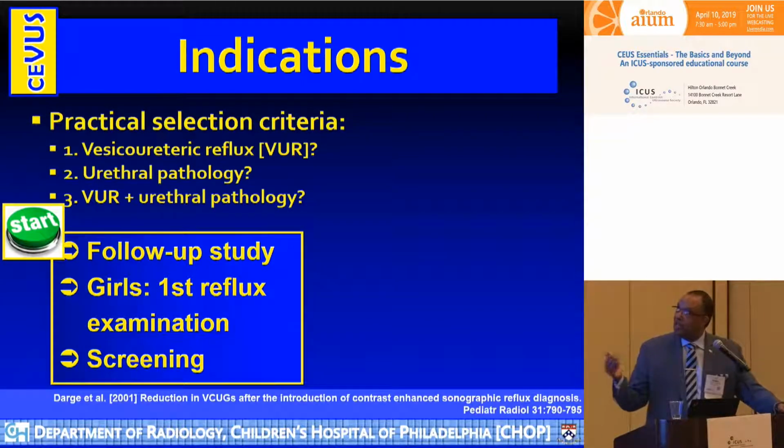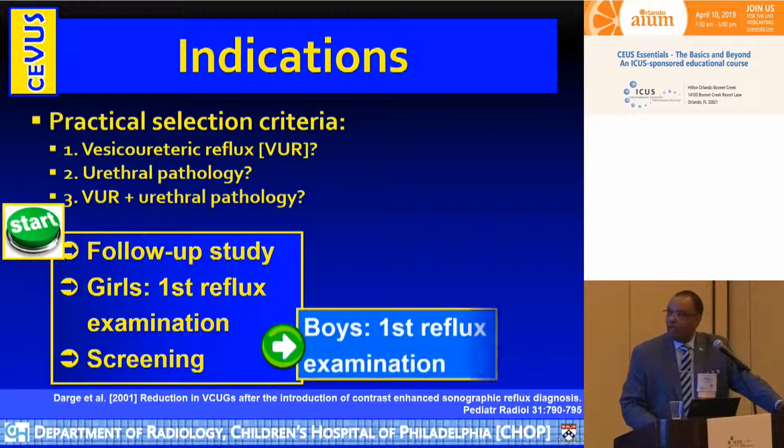The first indication is just to evaluate reflux, then you want to evaluate urethral pathology, and lastly, a combination. And the most ideal patients to start with are follow-up studies. You know you already did a VCUG last time, so do a follow-up study, that makes your life easier. Or girls' first reflux examination is easier to start because of the rarity or absence of urethral pathology, unlike in males. And then if your urologists do screening for siblings, that's something you may include. And lastly, boys' first reflux examination, where you need to evaluate the urethra too.